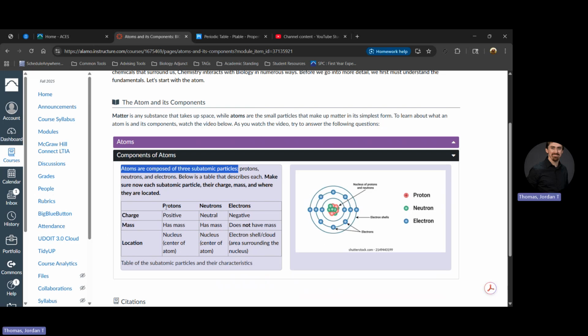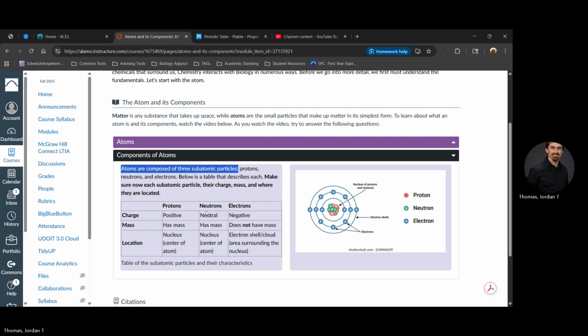Now, the 3 subatomic particles. And for this, I do want you to know what they are, what their charge is, what their mass is, and where they're located. We're going to start with protons. Protons are positive subatomic particles. Notice for the charge, each one is different. Protons are the positive one. Remember, P for positive. They do have a mass, so they do have some type of weight, some type of mass. Their location is in the nucleus. So in here, you can see protons are red. They have a plus for positive. They're in the nucleus, in the central location, the center of the atom.